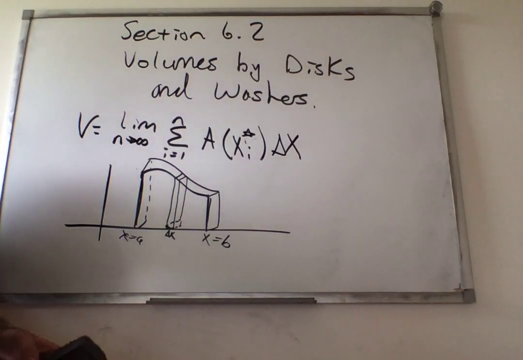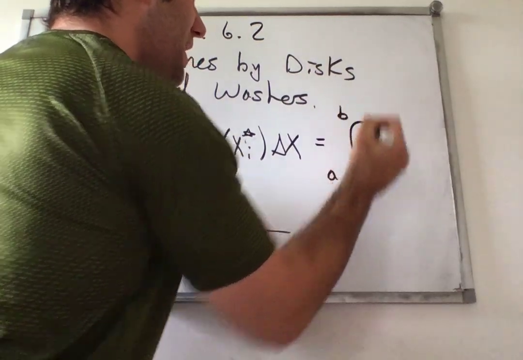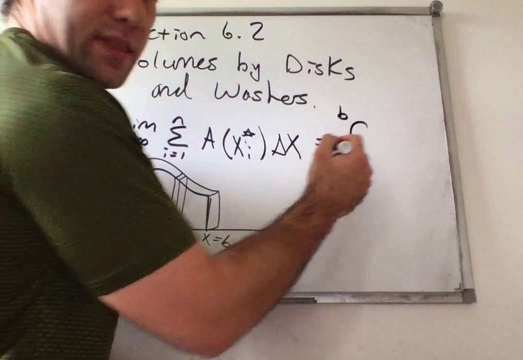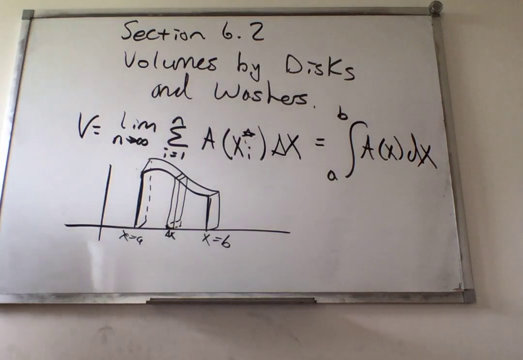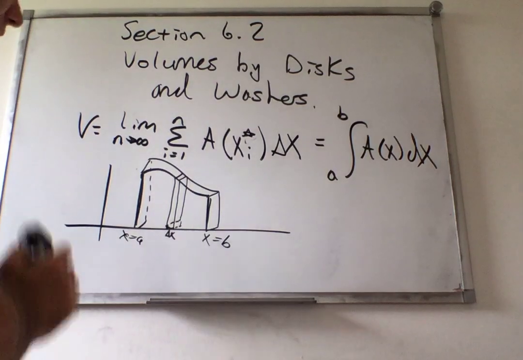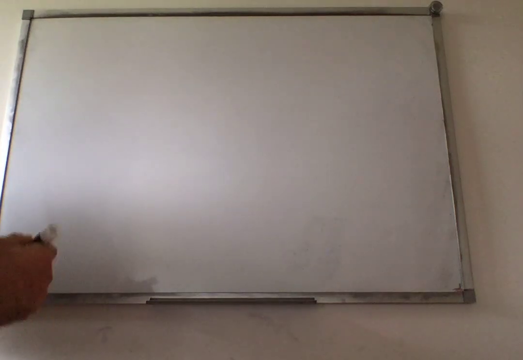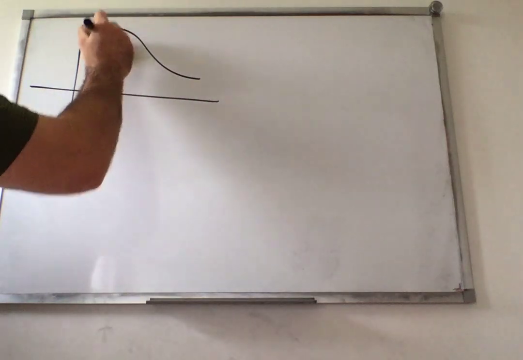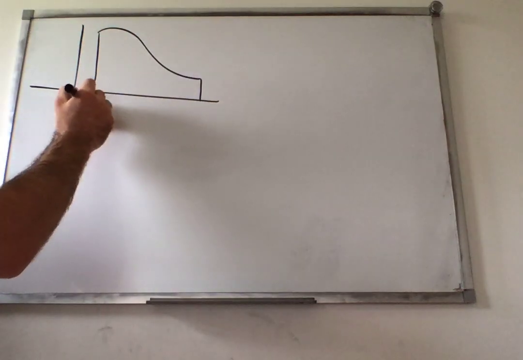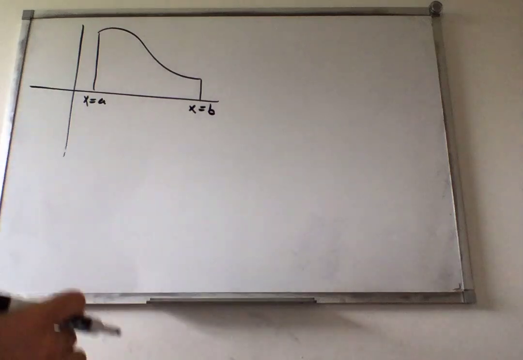I forgot to write this piece. This ends up being the integral from a to b of A of x, dx. Now let's find a way to make a solid. This is called solids of revolution. A solid of revolution is when you take some function from x equals a to x equals b, and what we're going to do is revolve this around the x-axis.